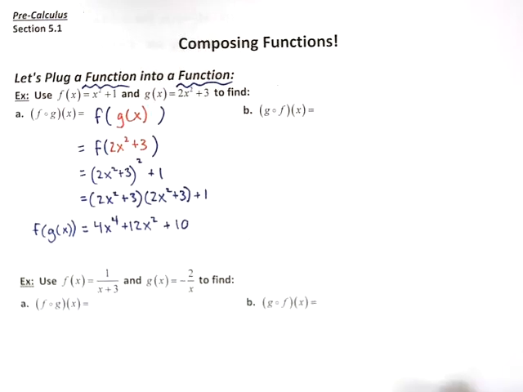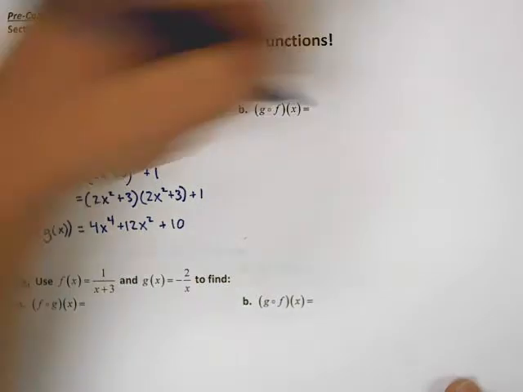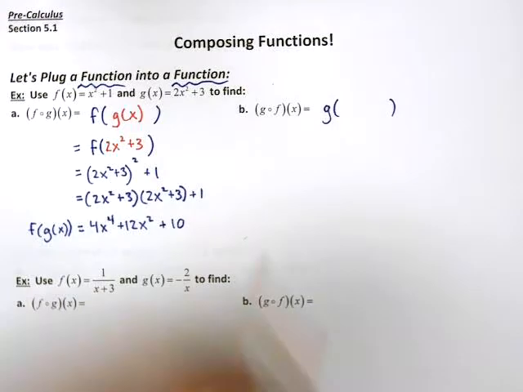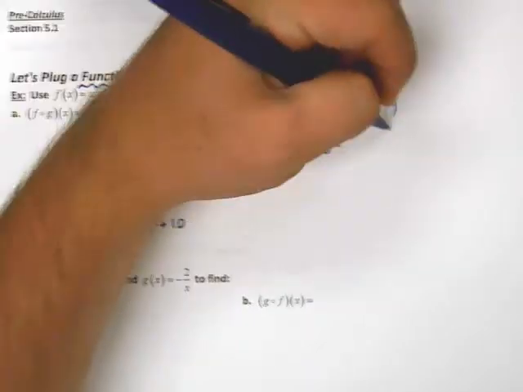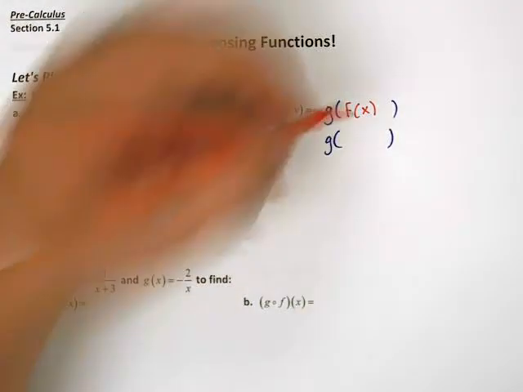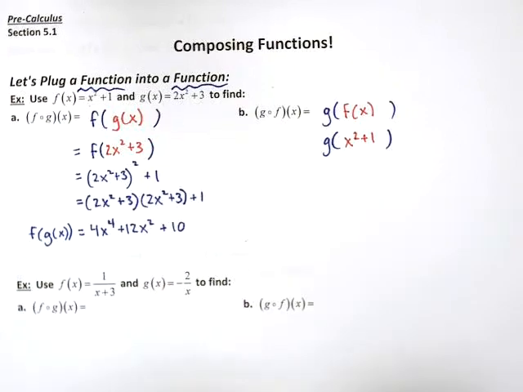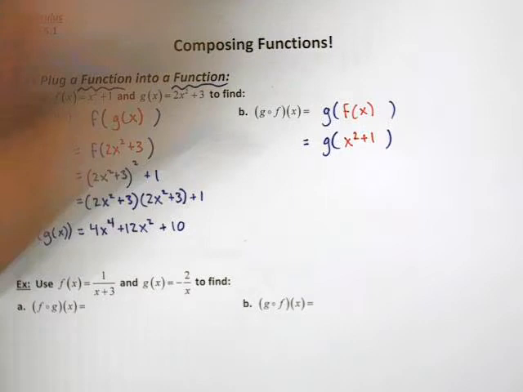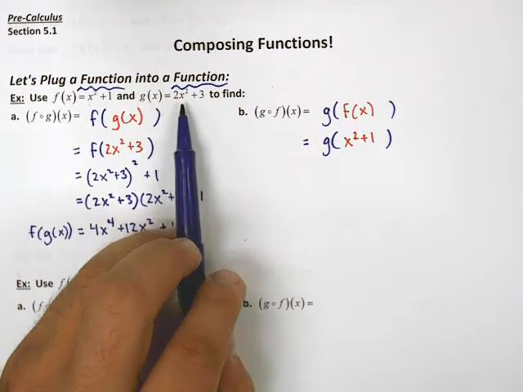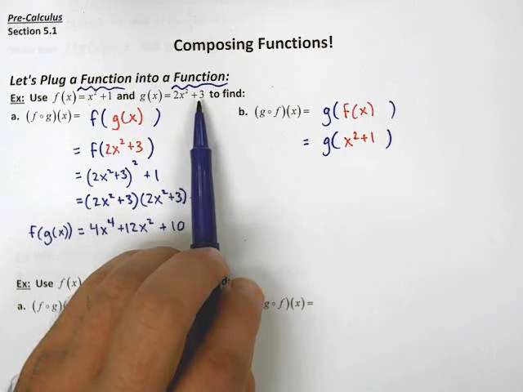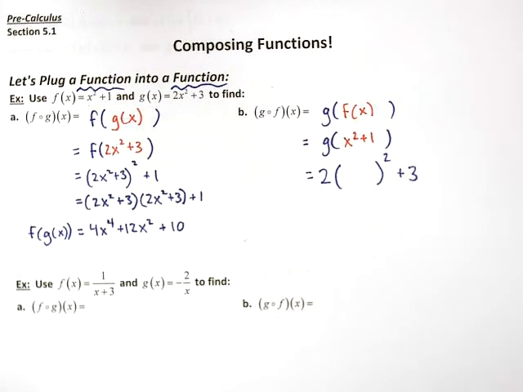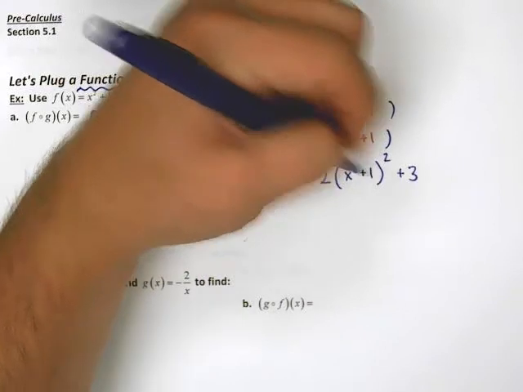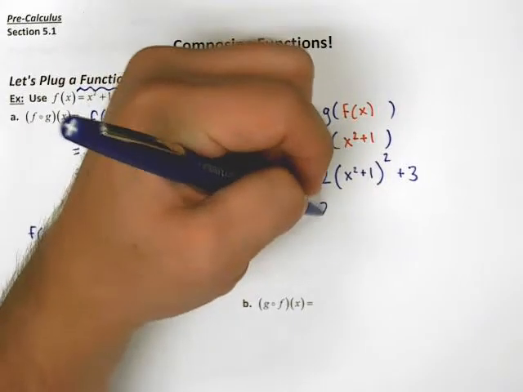Let's try the next one. All right, same idea, same concept. I just rewrite it now. g of f of x. Okay, so now I have g of, and I input my f function, which is x squared plus 1. I'm going to input that into my g function. So g function says 2 times my input squared plus 3. Alright, so 2 times my input squared plus 3. Now I plug in the x squared plus 1. And now do what you need to do in order for you to do this correctly.